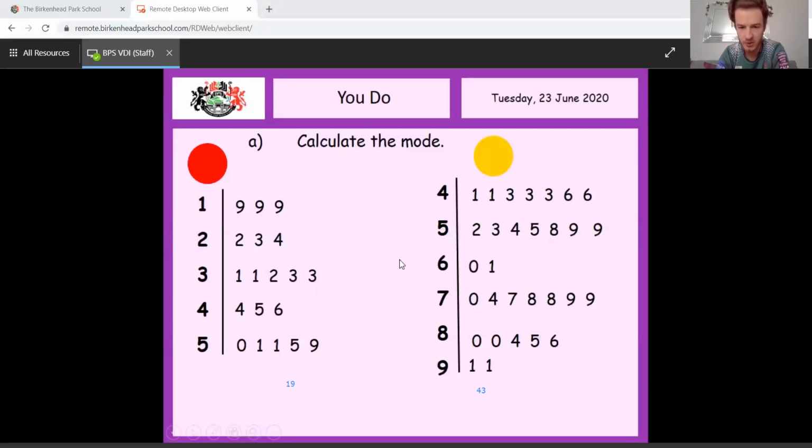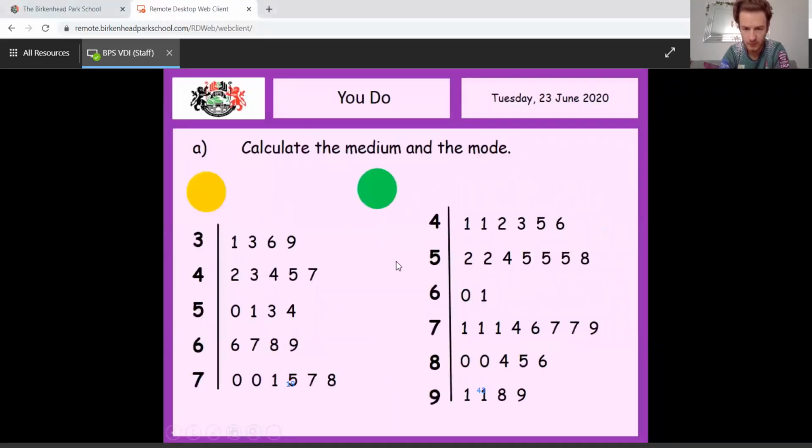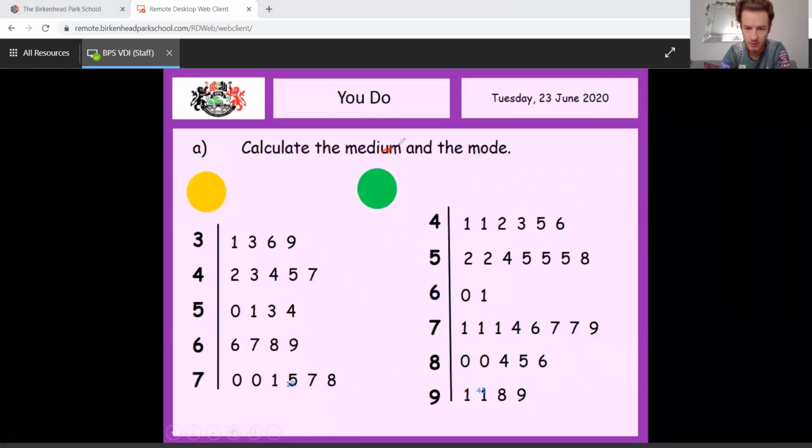Okay, final 2 questions for you today. And that should say median. Calculate the median and the mode for amber and green. So what's the middle number? They're already in order for you. So what is the middle number and what number appears the most? They are the final 2 questions for you today. Off you go.